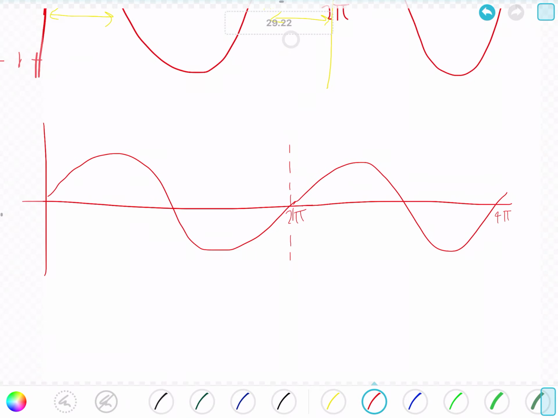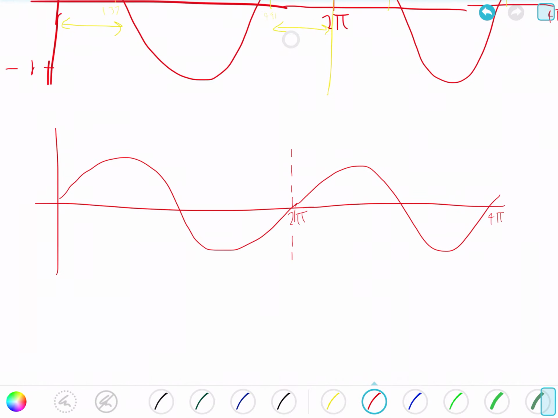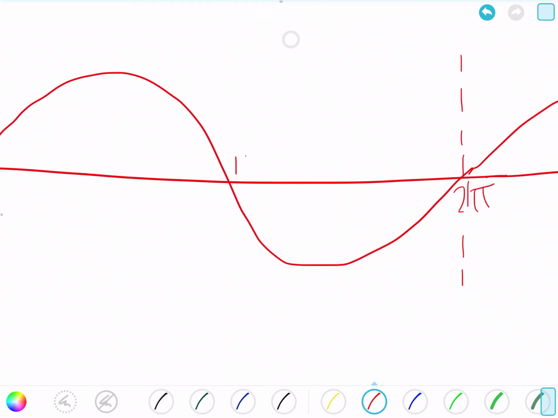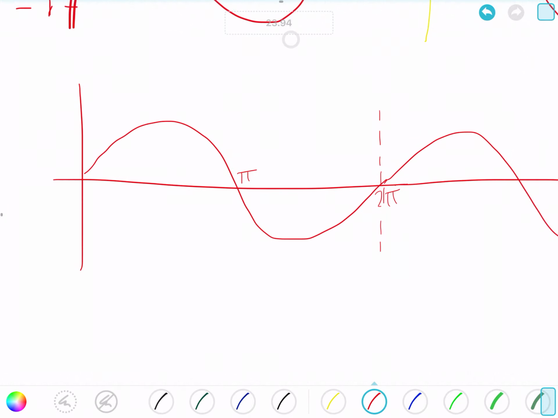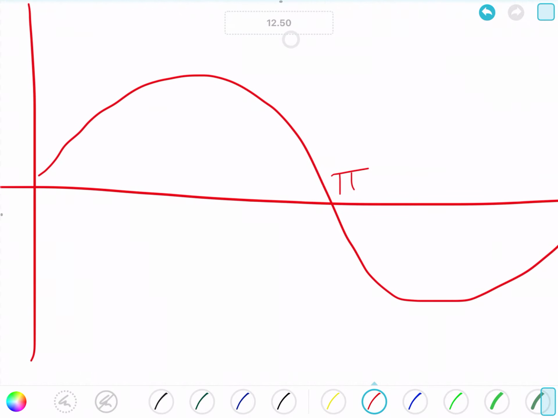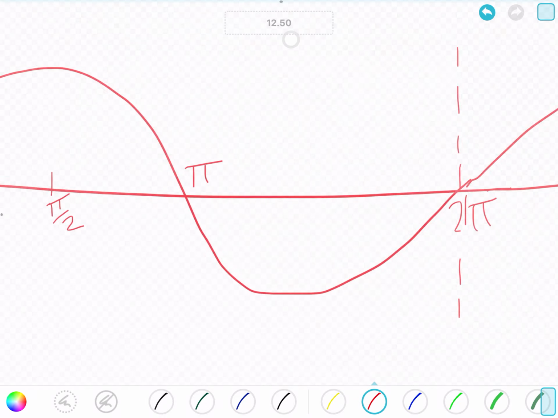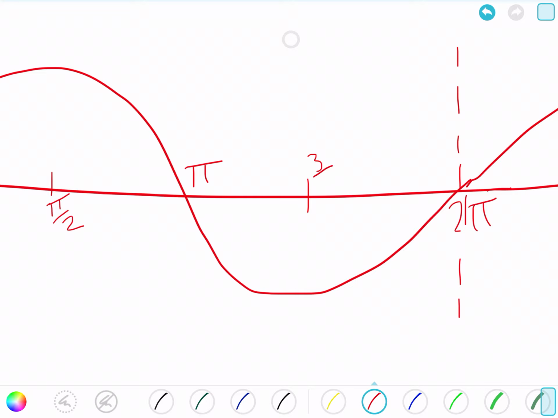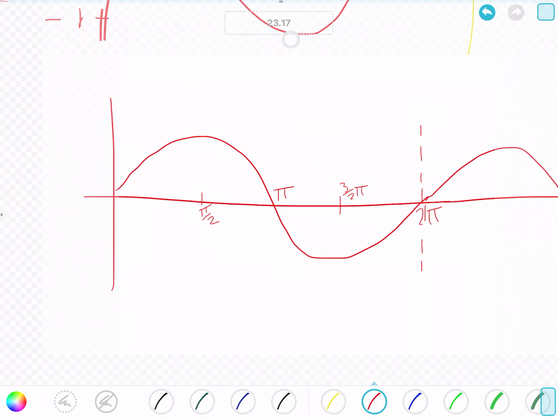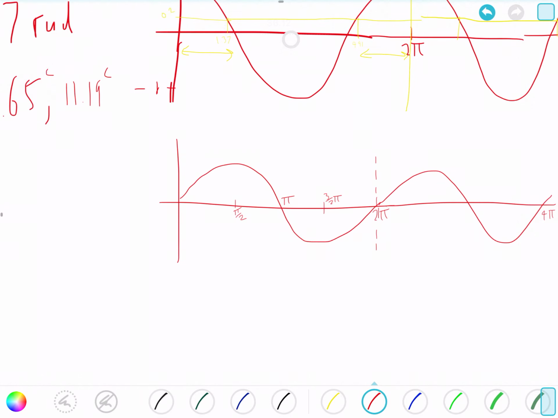So you've just got two kind of cycles. And now let's put in the pi. That's what we normally think of as 180 degrees. Pi over 2 is what we normally think of as 90 degrees. 3 over 2 pi. And yeah, I won't bother doing the rest.